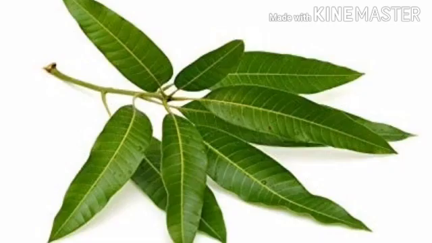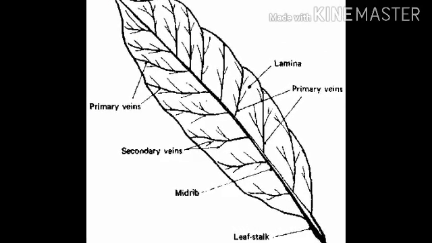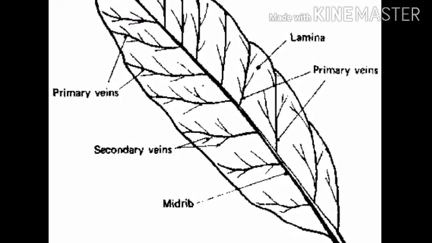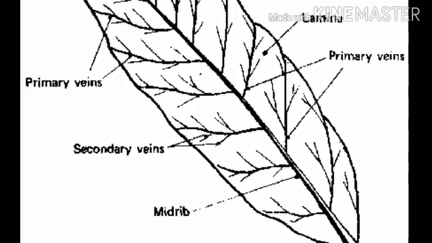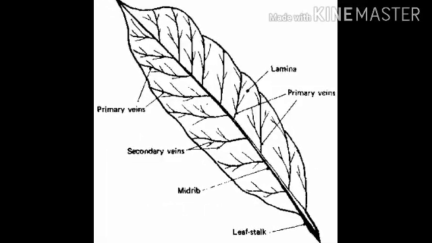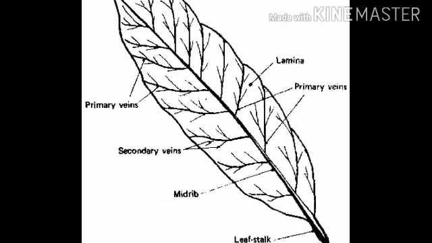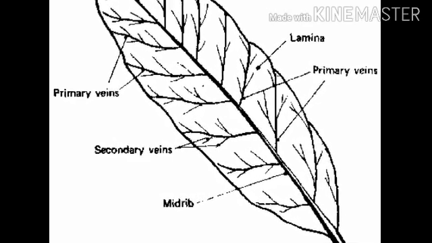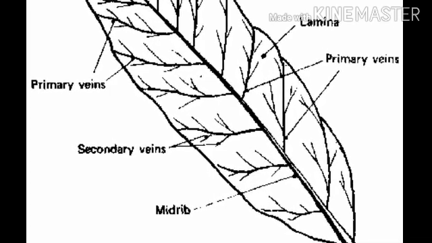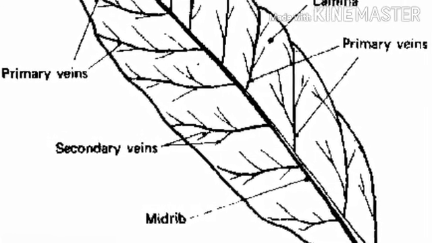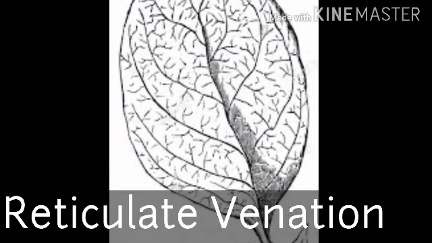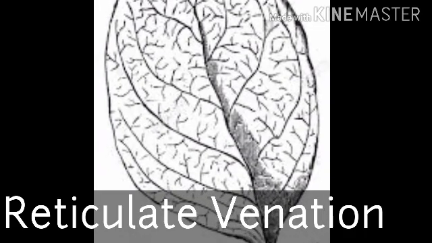Now, look at the mango leaf. The main vein is in the middle of the leaf, starting from the leaf stalk to its tip. Did you notice many small branches arising from the main vein, connected to one another like a network? Yes, you are right. The network-like venation in leaves is called reticulate venation.